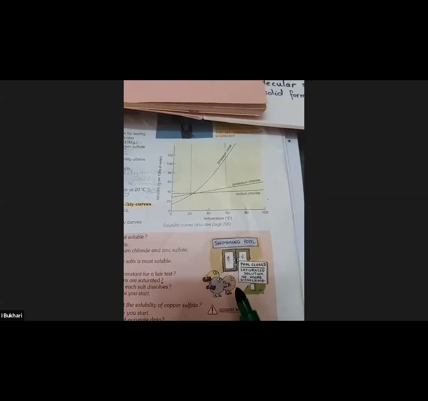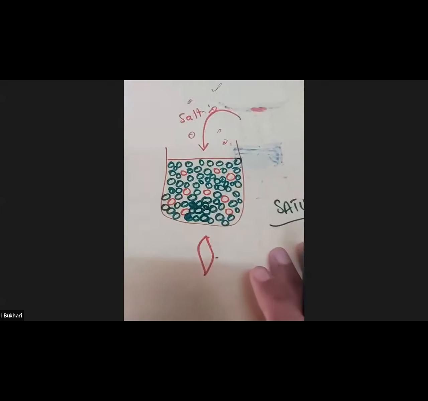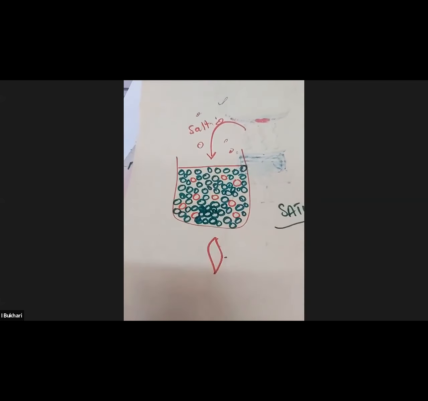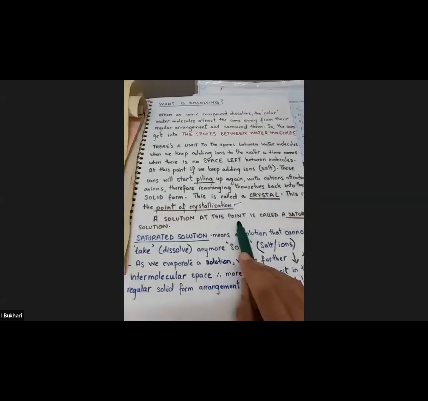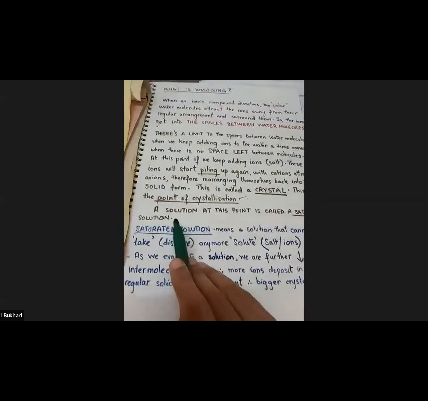And the cartoon says, pool closed, saturated solution, no more dissolving. No more ions can be accepted because there is no space. So the solution at this point is called a saturated solution.